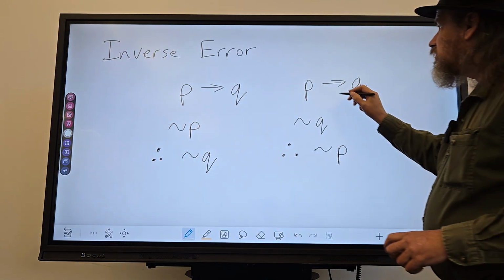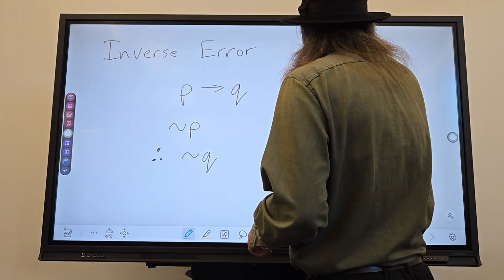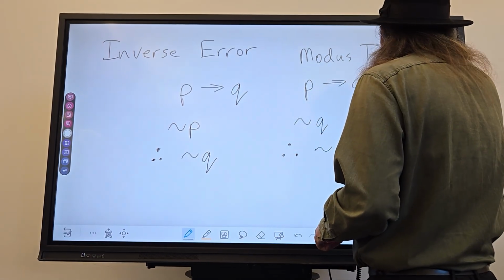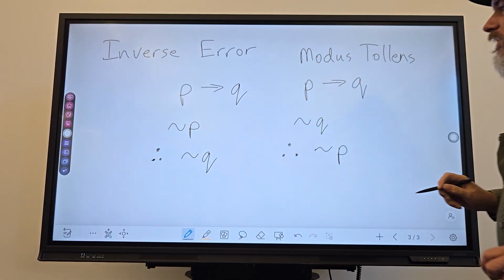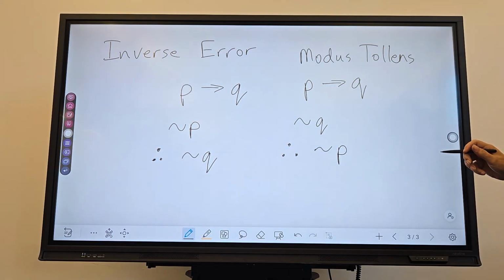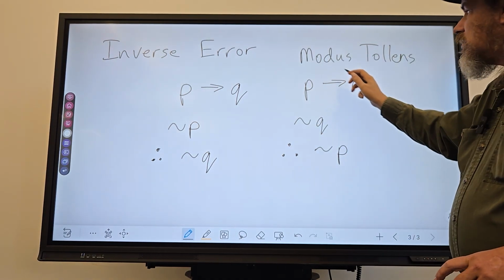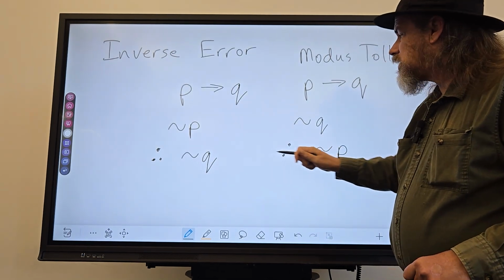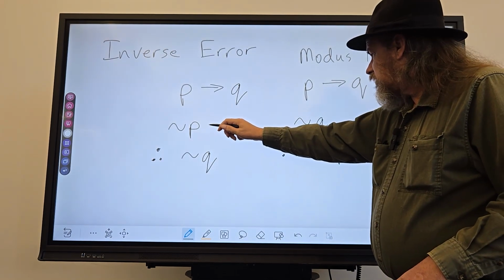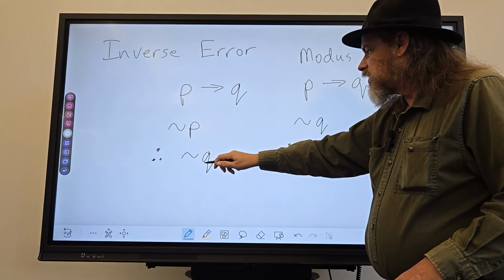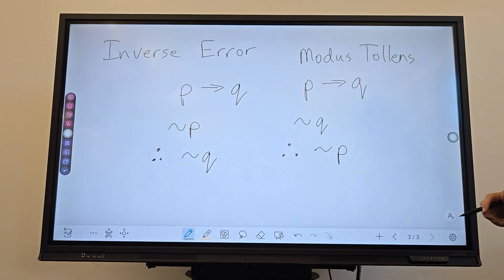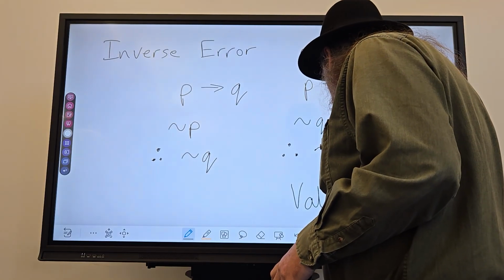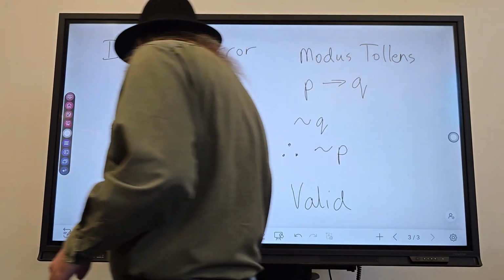This is modus tollens. It's the inverse of that. It should be not Q, then not P, for it to be a valid argument. This is valid. This is not valid.